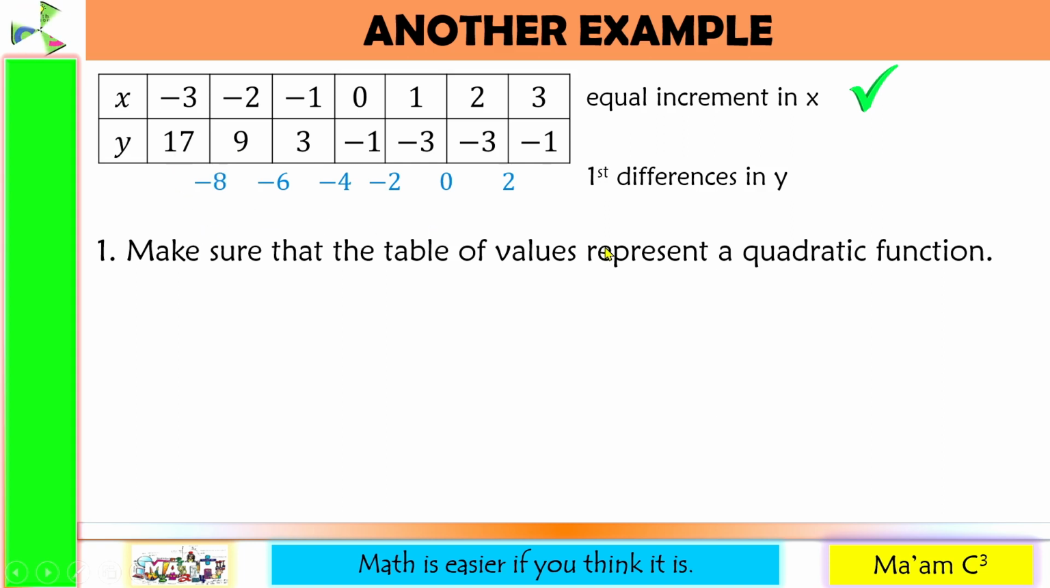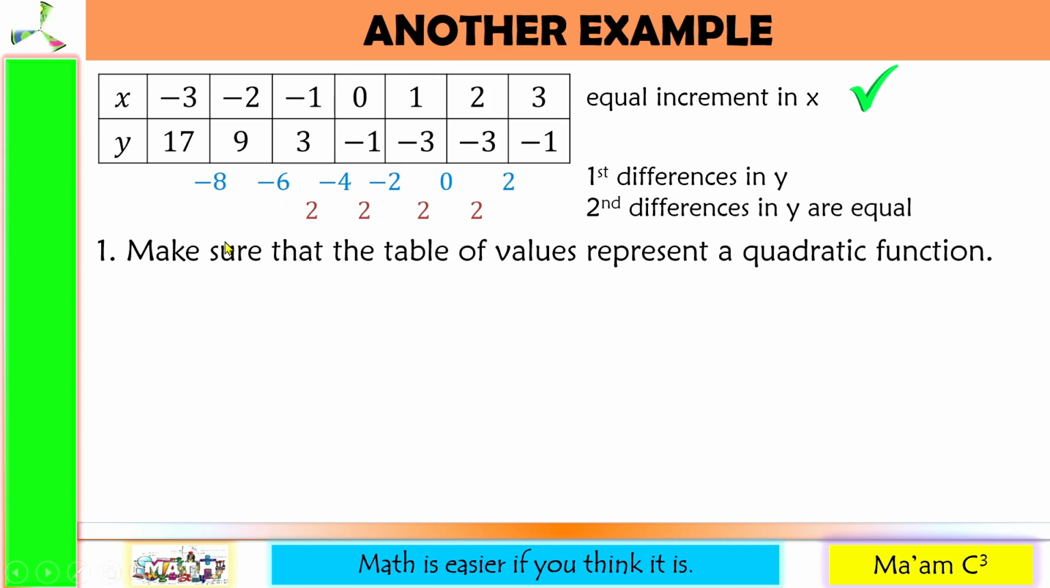Now we have to make sure that the second differences in y are equal. 2 minus 0 is 2. 0 minus negative 2 is 2. Negative 2 minus negative 4 is 2. Negative 4 minus negative 6 is 2.